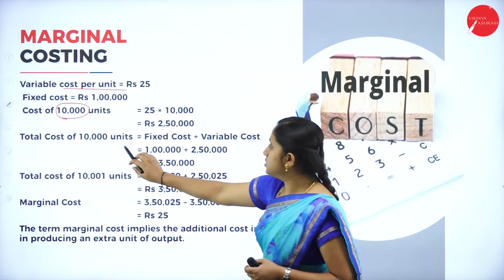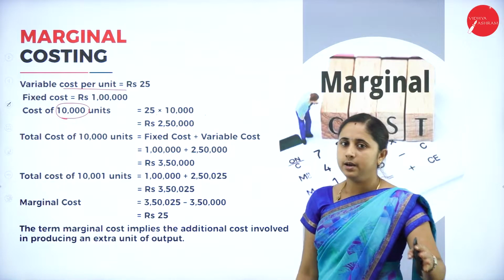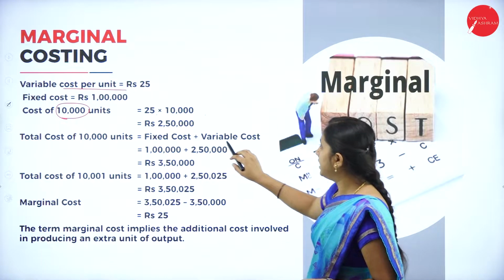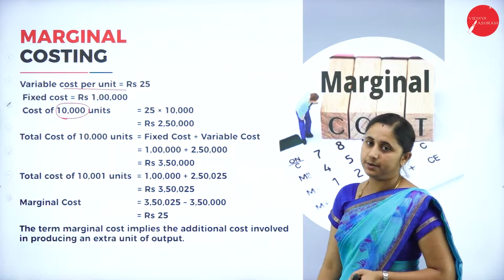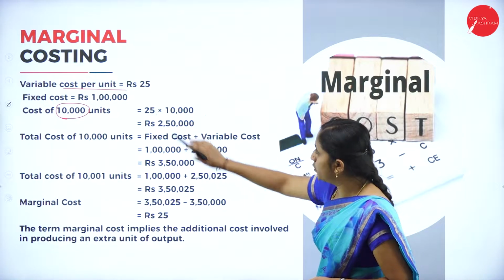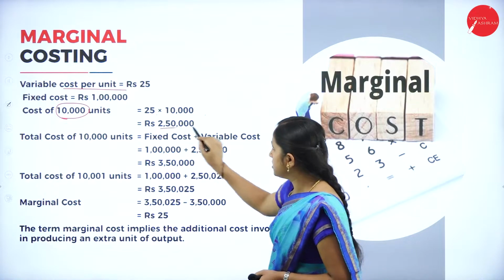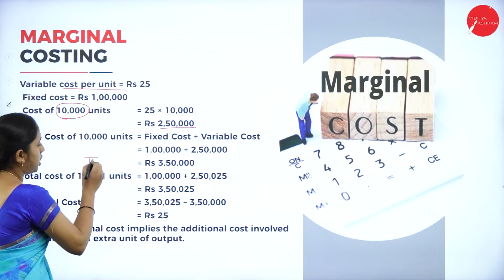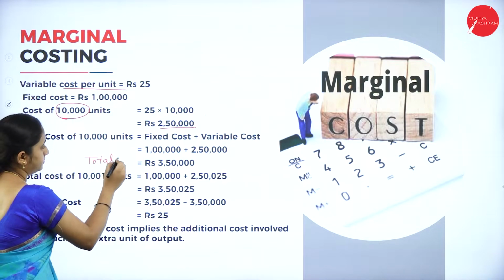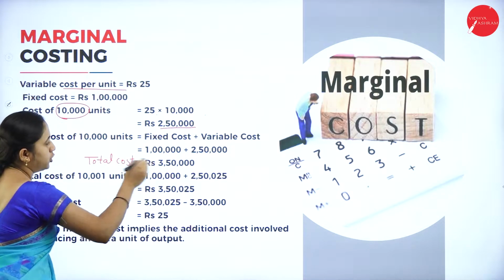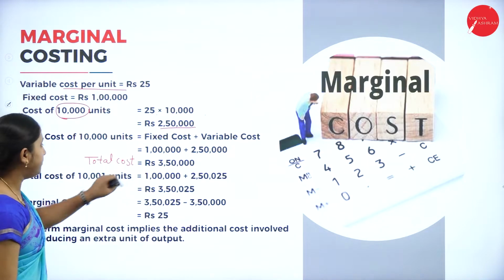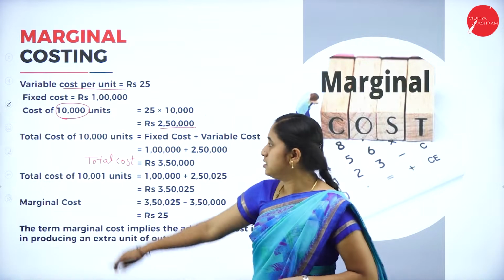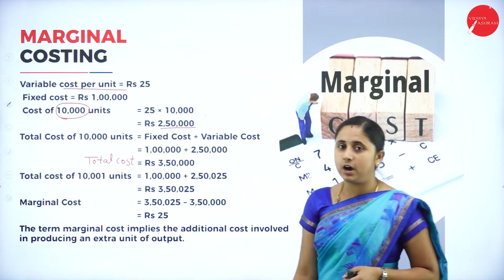Here fixed cost is fixed for the period. To know the total cost, you need to add the fixed cost plus variable cost. Fixed cost is 1 lakh rupees. Variable cost is 2,50,000. Now the total cost is 3,50,000. Here 3,50,000 is the total cost to produce the 10,000 units.